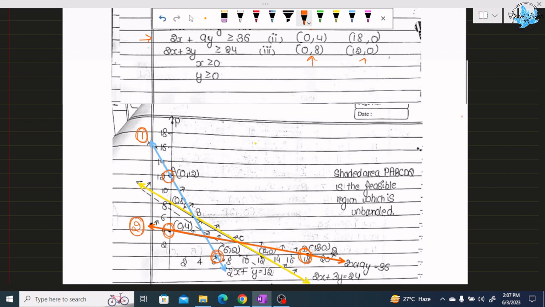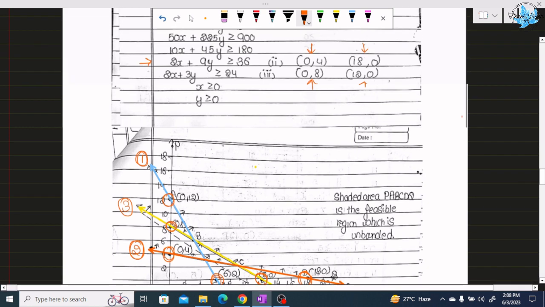Now the third, what is it? The third equation is 0 comma 8. So 0 comma 8 on the y-axis and 12 comma 0 on the x-axis. So you will get the yellow line as the graph of the third equation. So you will get the graph of the lines like this. You can see the colored graph. Now we will find the shaded area.